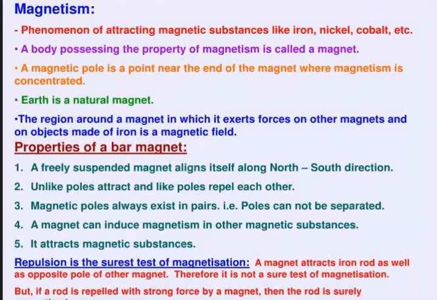The region around a magnet in which it exerts a force on other magnets and on objects made up of iron is called the magnetic field. So far we have discussed in the last class that magnetic field is defined as the space around a moving charge up to which interaction, repulsion or attraction can be experienced or felt by a magnetic compass or other magnet. That is called magnetic field.